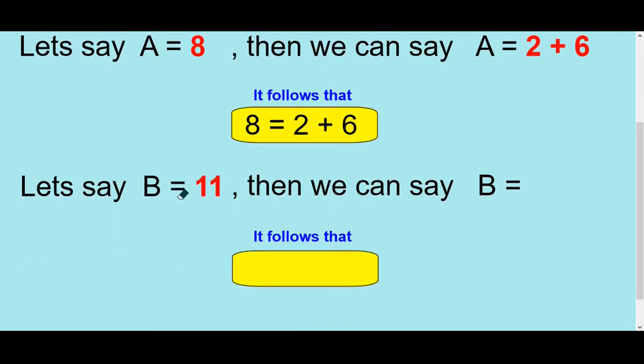So let's say b was equal to 11. We could also say that b is equal to 55 divided by 5. Now the logic from that suggests that 11 is equal to 55 divided by 5, if they come to the same thing. Okay, let's see where that could be used.